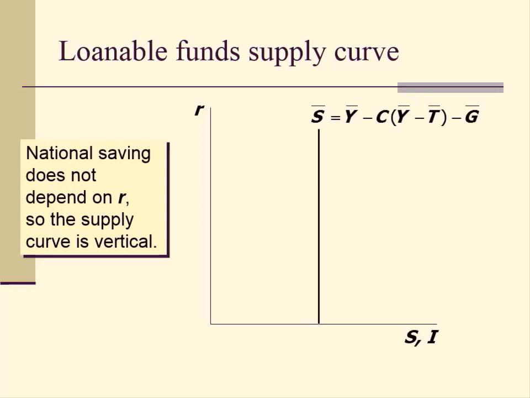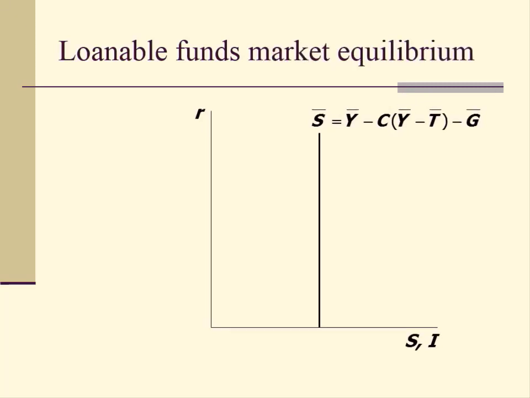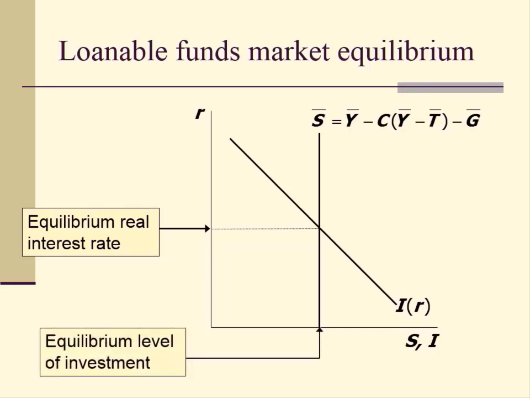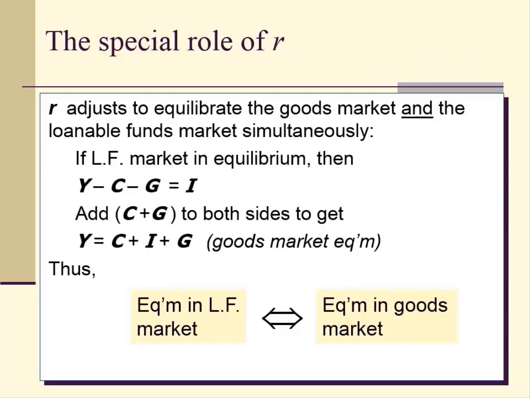The demand curve is downward sloping as seen before. And when the supply and demand curves cross, we have the equilibrium real interest rate determined and the equilibrium level of investment determined as well. So we can use the loanable funds market, the supply and demand diagram, to see how the interest rate that clears the goods market is also determined. So R has a special role. R adjusts to equilibrate the goods market and the loanable funds market simultaneously.